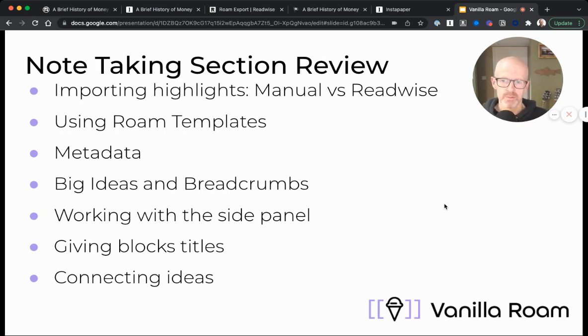We talked about the use of Roam templates to quickly drop in blocks of text that you're going to use frequently throughout your graph. We talked about page metadata, what it is, what it's used for, and provided some general guidance about how to structure that in your graph.